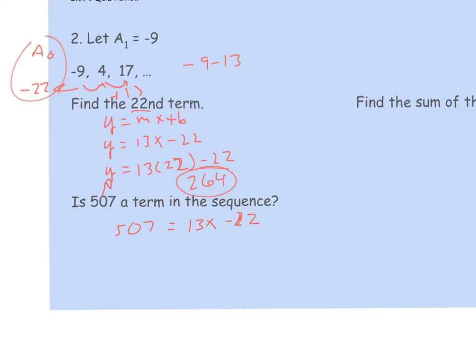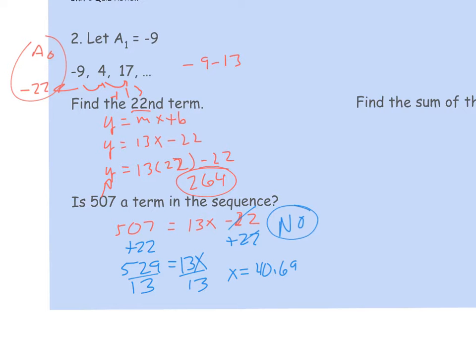So I'm going to add 22 to both sides and get 529 equals 13x. These cancel out. Divide both sides by 13. And I get x equals 40.69. The decimal keeps going, so it's not a whole number. So the answer to this question would be no. If I would have gotten 40 exactly, then yes, it would be.